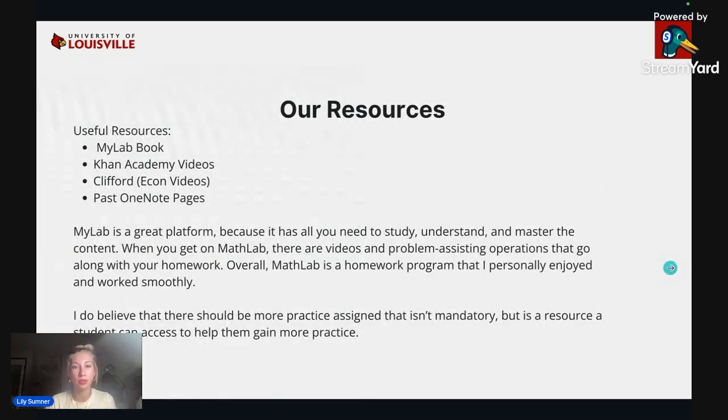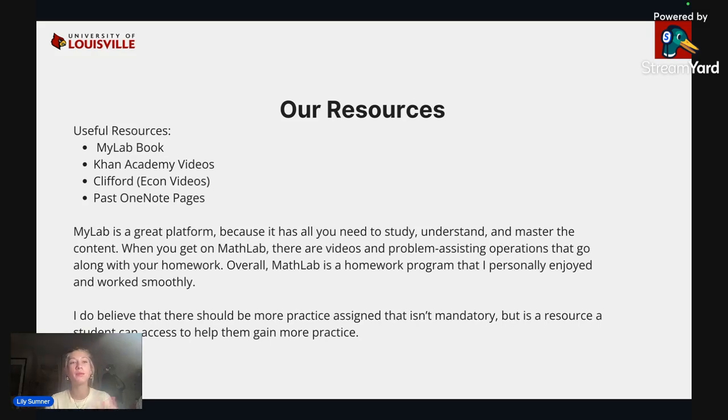So what resources did we use? The useful resources that I utilized during this course were, of course, my Math Lab book. Then I watched Khan Academy videos. I watched the videos that were also assigned on Math Lab. I watched Clifford. He does all these econ videos that are really good, and they explain more of a business side to it. And then I also looked at our past OneNote pages during this class, which we'll get a little bit more into what OneNote is in a few seconds.